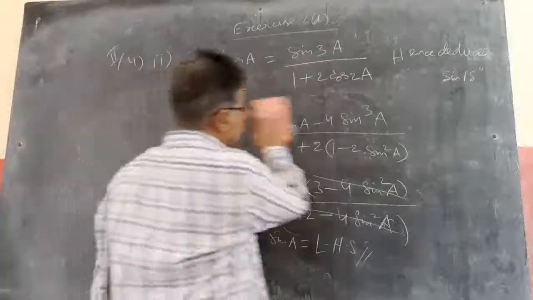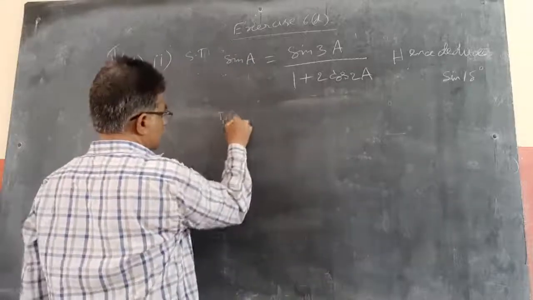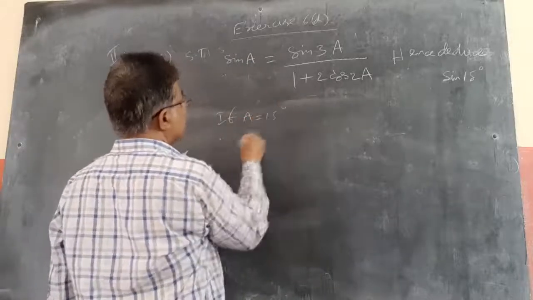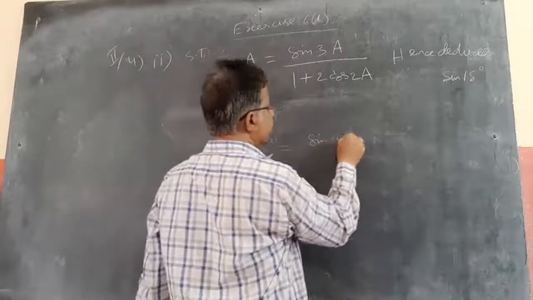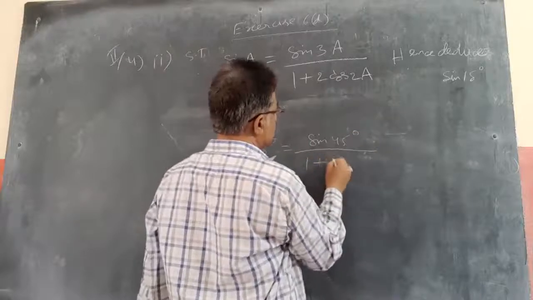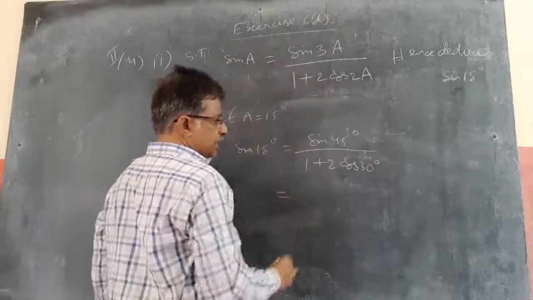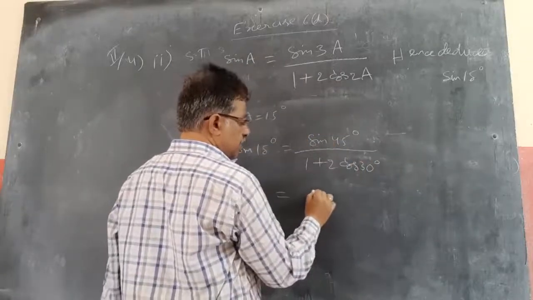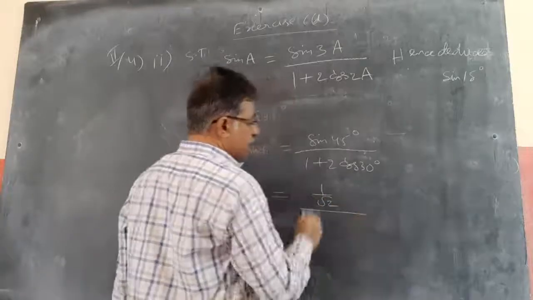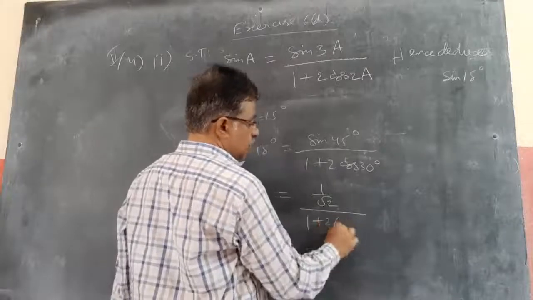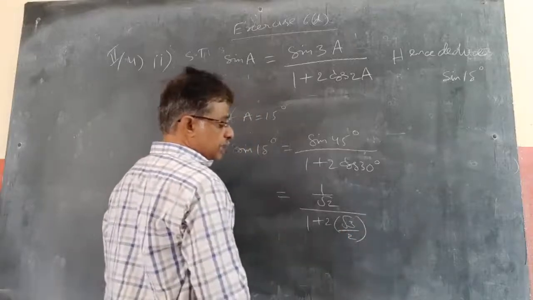So if A equals 15 degrees, what happens? Sin A means sin 15 equals sin 3A, 3 into 15, 45, by 1 plus 2 cos 2A, 2 into 15, 30 degrees. Sin 45, you know the value, is 1 by root 2. This is 1 plus 2 into cos 30, and you know cos 30 is root 3 by 2.